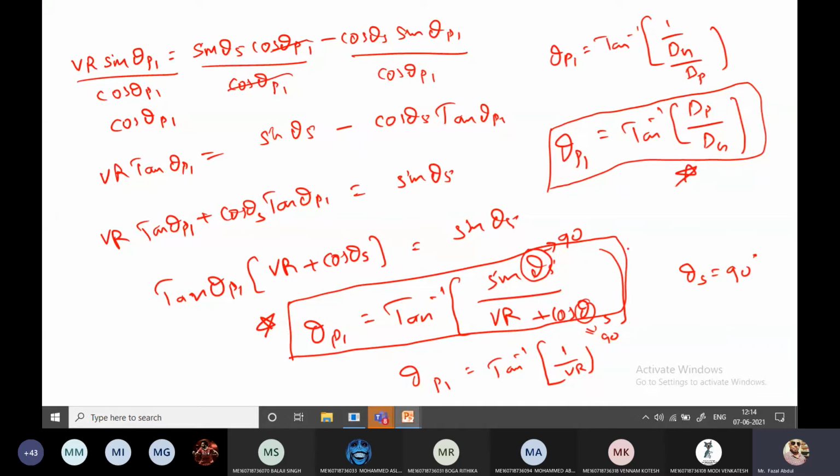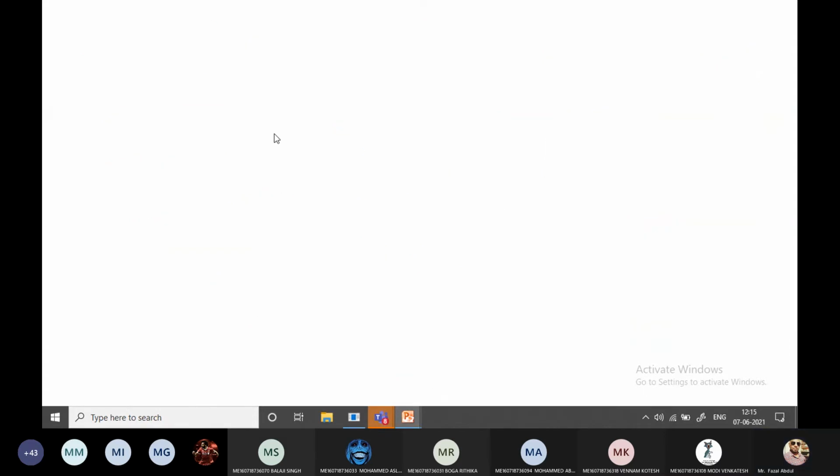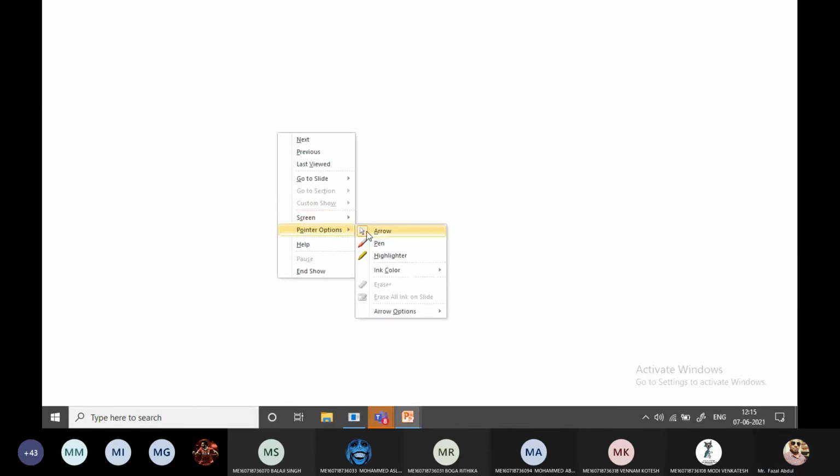Okay, if the question is asked in terms of t value, then instead of writing d, we have to write t. Suppose the question is asking in terms of RPM, it will change like this: theta p1 equal tan inverse of ng by np. Okay, so this is the pitch angle for the pinion. In the same manner, we have to calculate the pitch angle for the gear. Pitch angle for the gear I am calculating now.